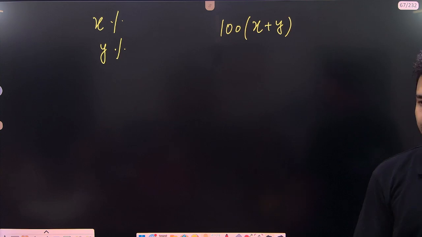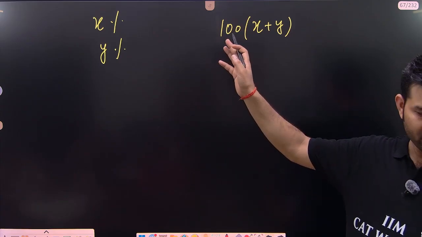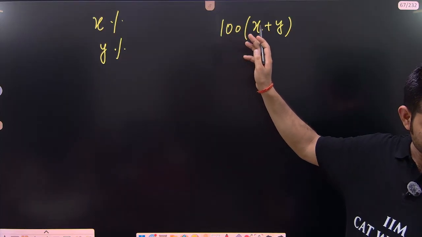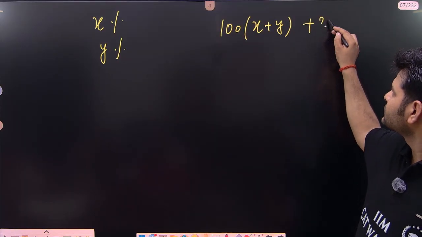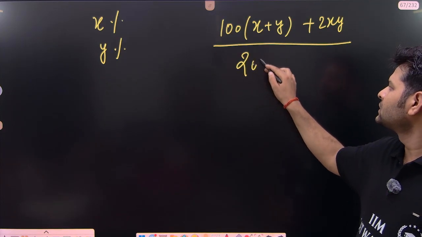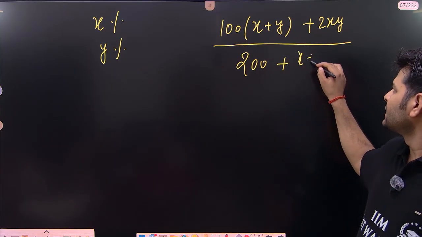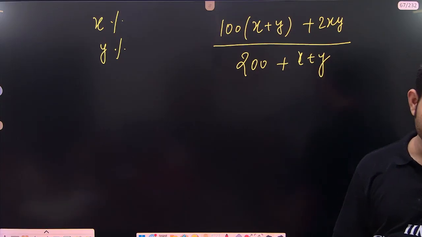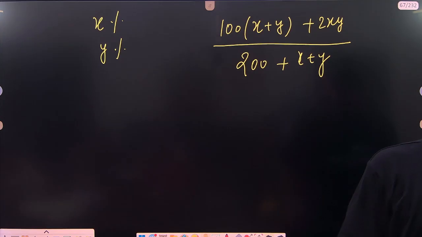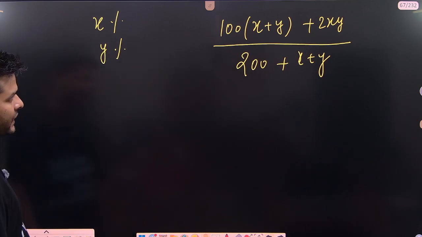So directly you are going to get the answer in the form of percent. This formula you can apply: plug in 100(x plus y) plus 2xy upon 200 plus x plus y. Basically, I have never memorized any formula till now, but if you want, you can go with the formula. So if you want, you can plug this formula into the previous one.